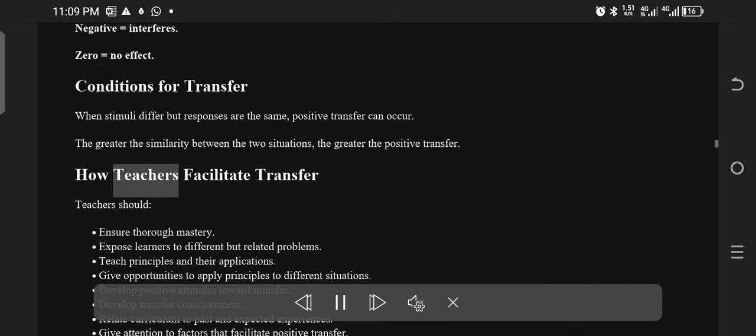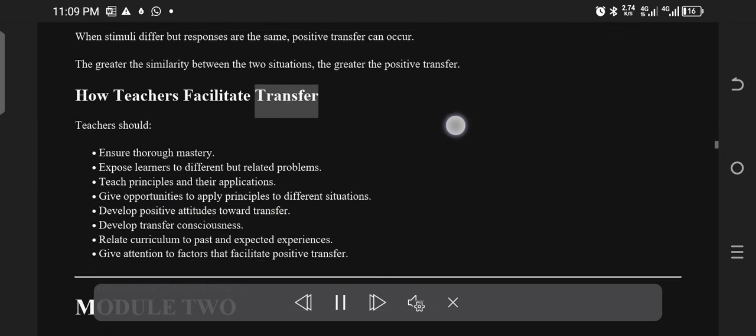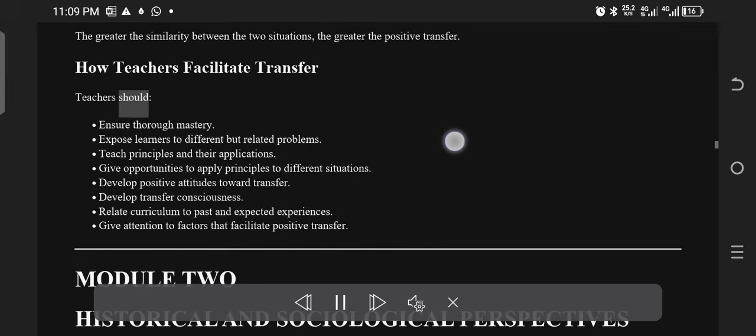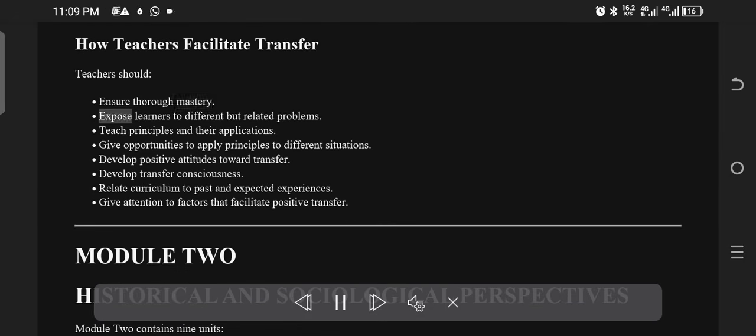How teachers facilitate transfer. Teachers should ensure thorough mastery. Expose learners to different but related problems. Teach principles and their applications. Give opportunities to apply principles to different situations. Develop positive attitudes toward transfer. Develop transfer consciousness. Relate curriculum to past and expected experiences. Give attention to factors that facilitate positive transfer.